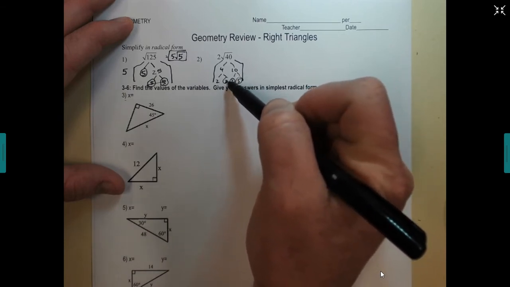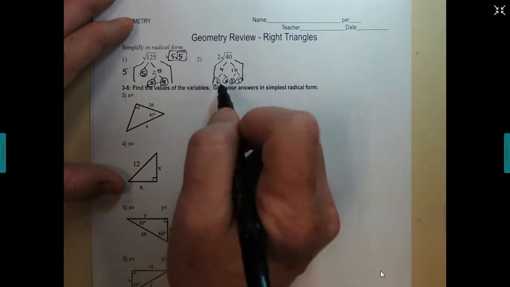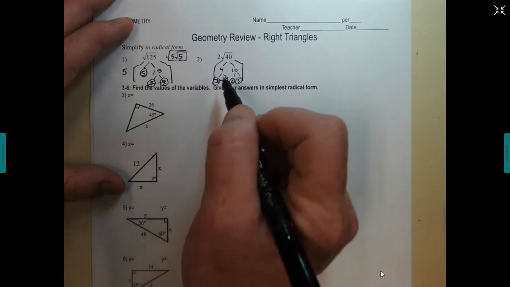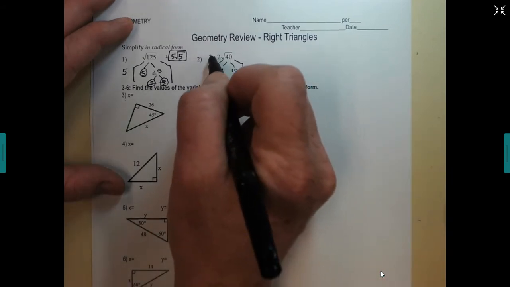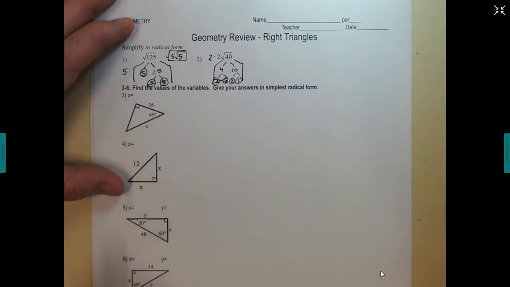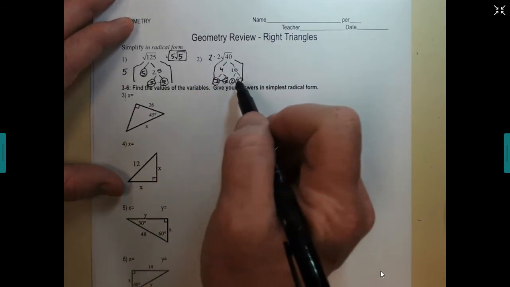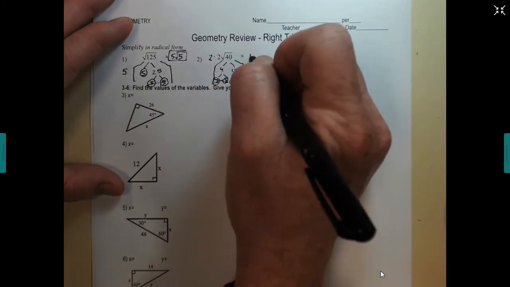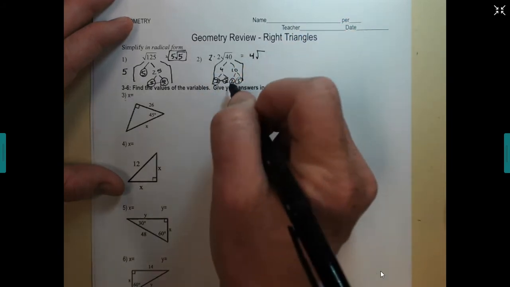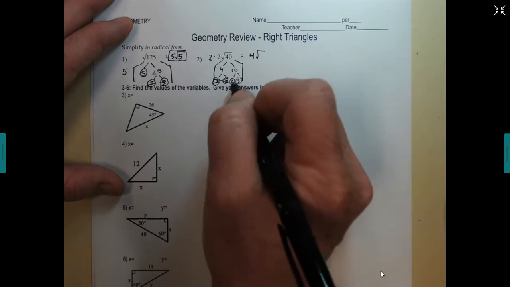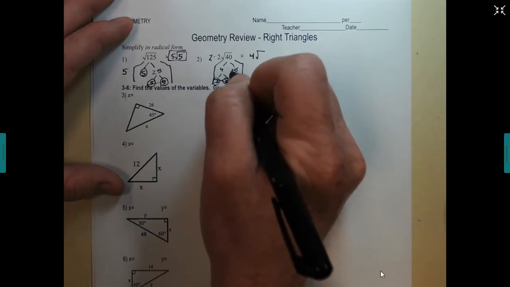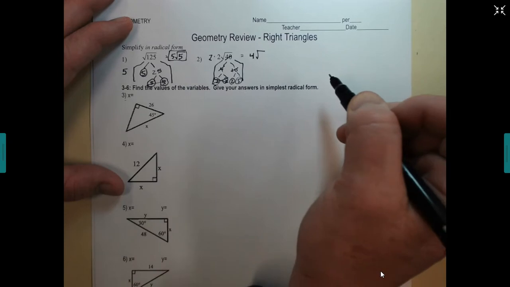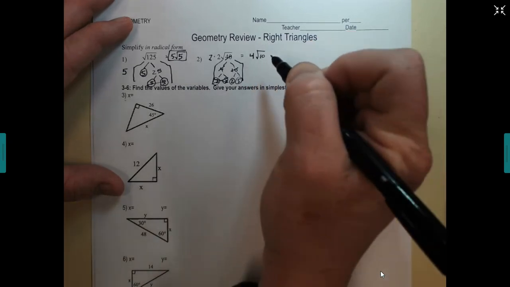Here are our prime factors. I find a pair of 2s. I cross off a pair, and I take 1 outside to be with the 2 that's already there. There's no other pairs. I've got a 2 and a 5 left. So whatever's on the outside, multiply those together. 2 times 2 is 4. Whatever's still left inside, I put back together. There's only a 2 and a 5. Remember, we're not focused on these things that broke down. 2 times 5 is 10.